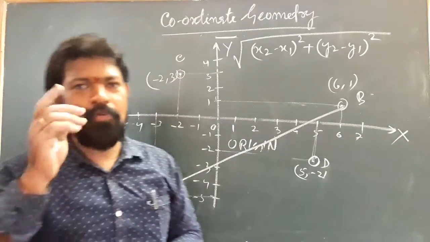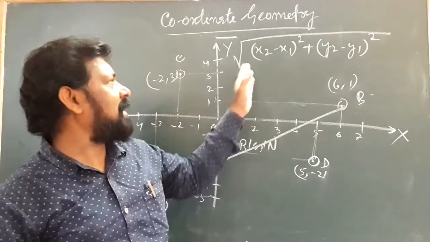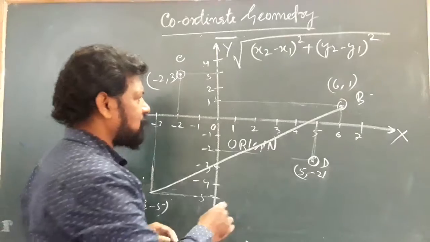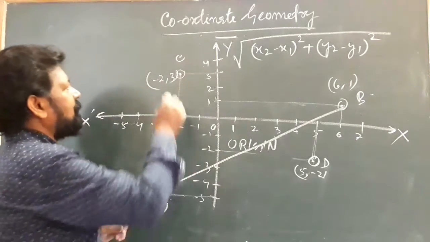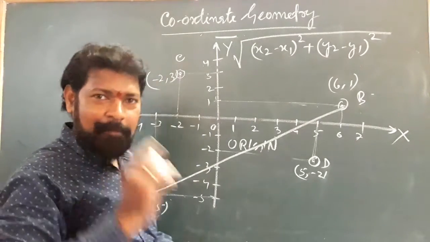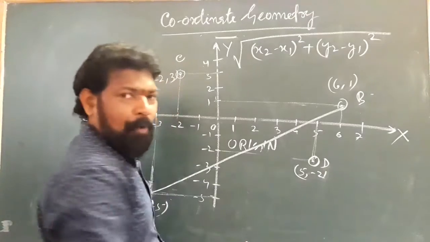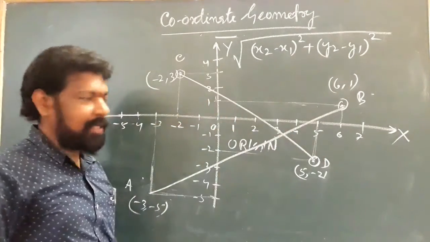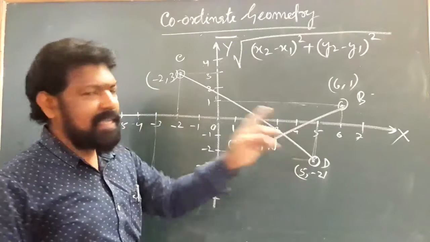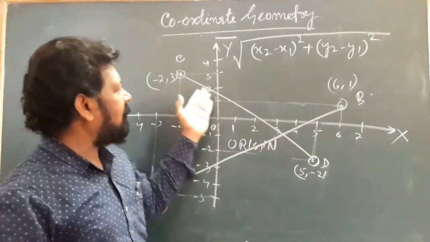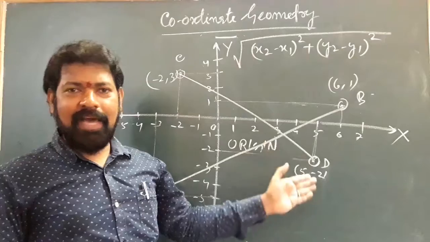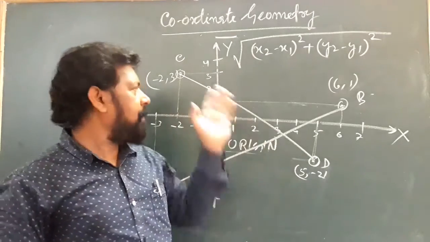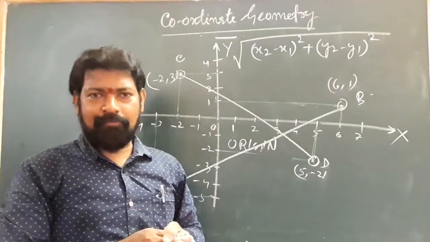Next, one more formula I have focused on, that is the section formula. So what is the section formula? Say for example C is a point and D is a point, and you are joining C and D. Then there are infinite points between C and D.